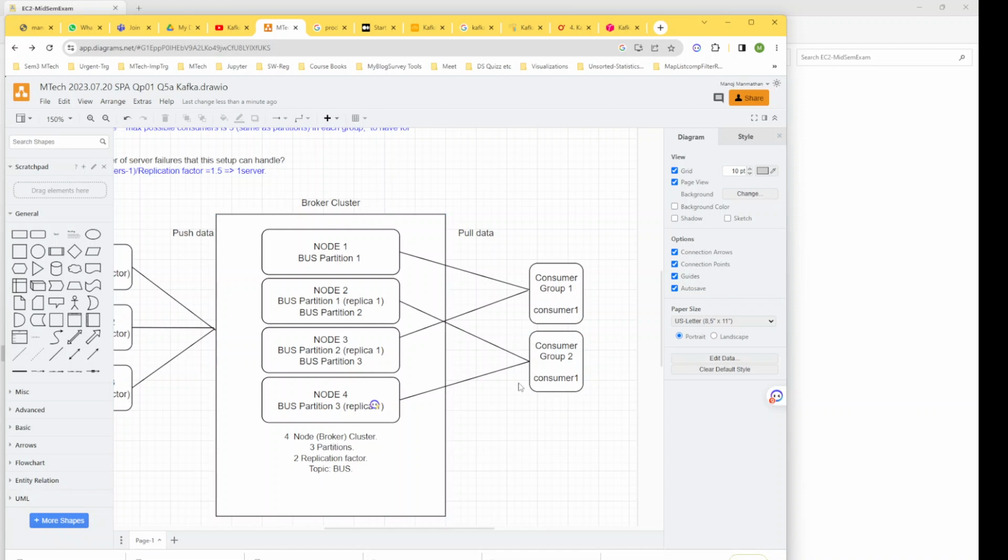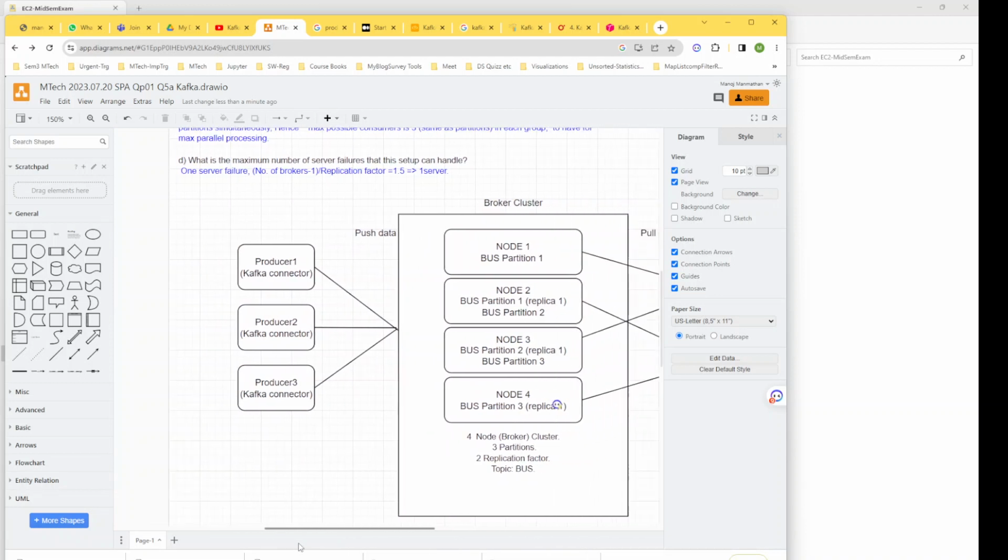It's like two nodes are serving one consumer group, and the other two nodes are serving the second consumer group. This is what I have thought about. The only thing is the duplication should not happen. Otherwise, we can connect in this way.